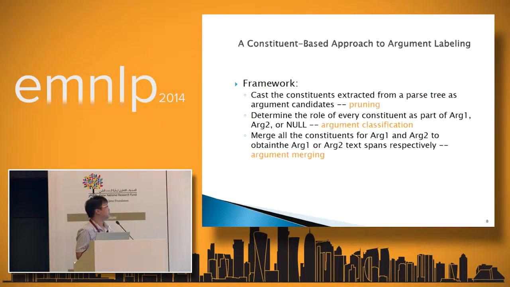Now I will present the proposed constituent-based approach to argument labeling. In this framework, there are three steps. The first step is that we cast the constituents extracted from the parse tree as the argument candidates, and we also do some pruning, so we only consider a subset of the constituents in the parse tree. After we extract the constituents, we classify the role of each constituent as either Arg1, Arg2, or null, and this is referred to as argument classification. Finally, we merge all the constituents for Arg1 and Arg2 to obtain the Arg1 and Arg2 spans respectively, and this is referred to as argument merging.